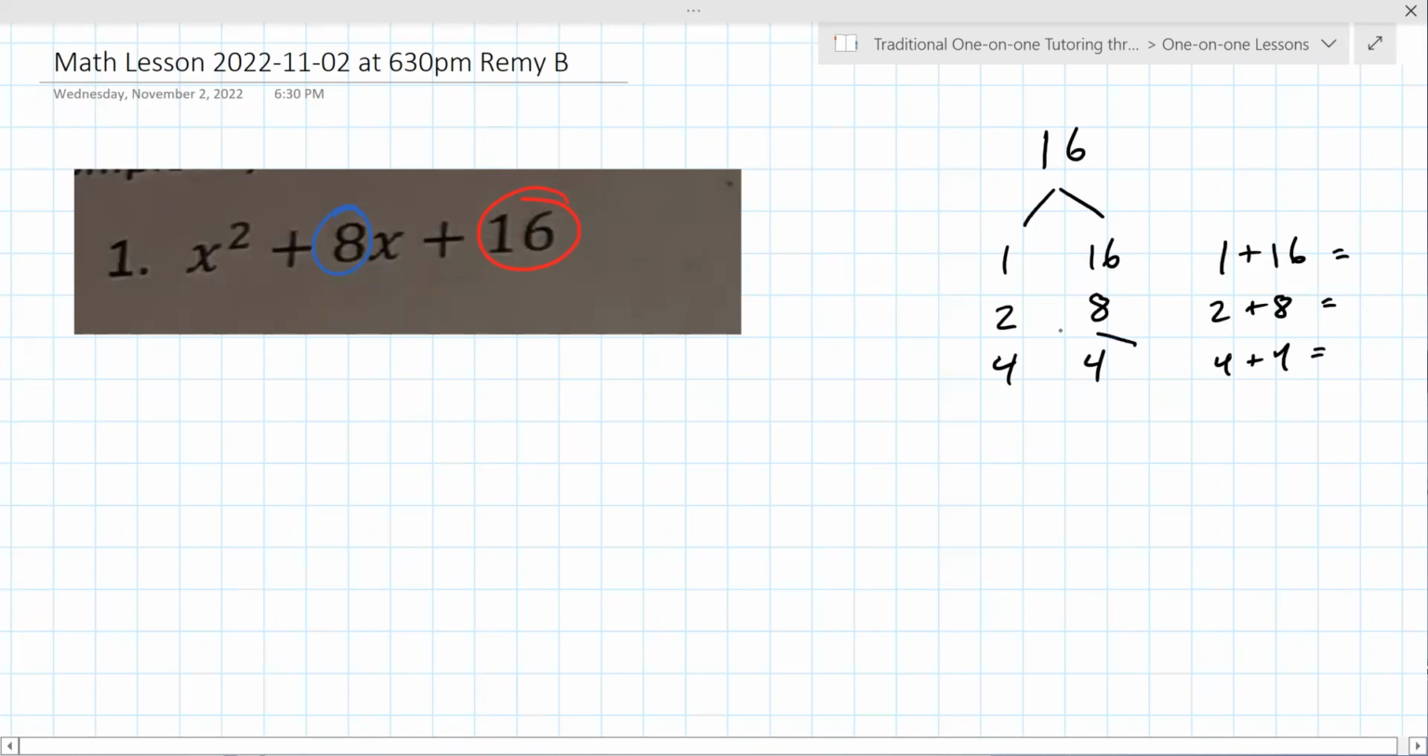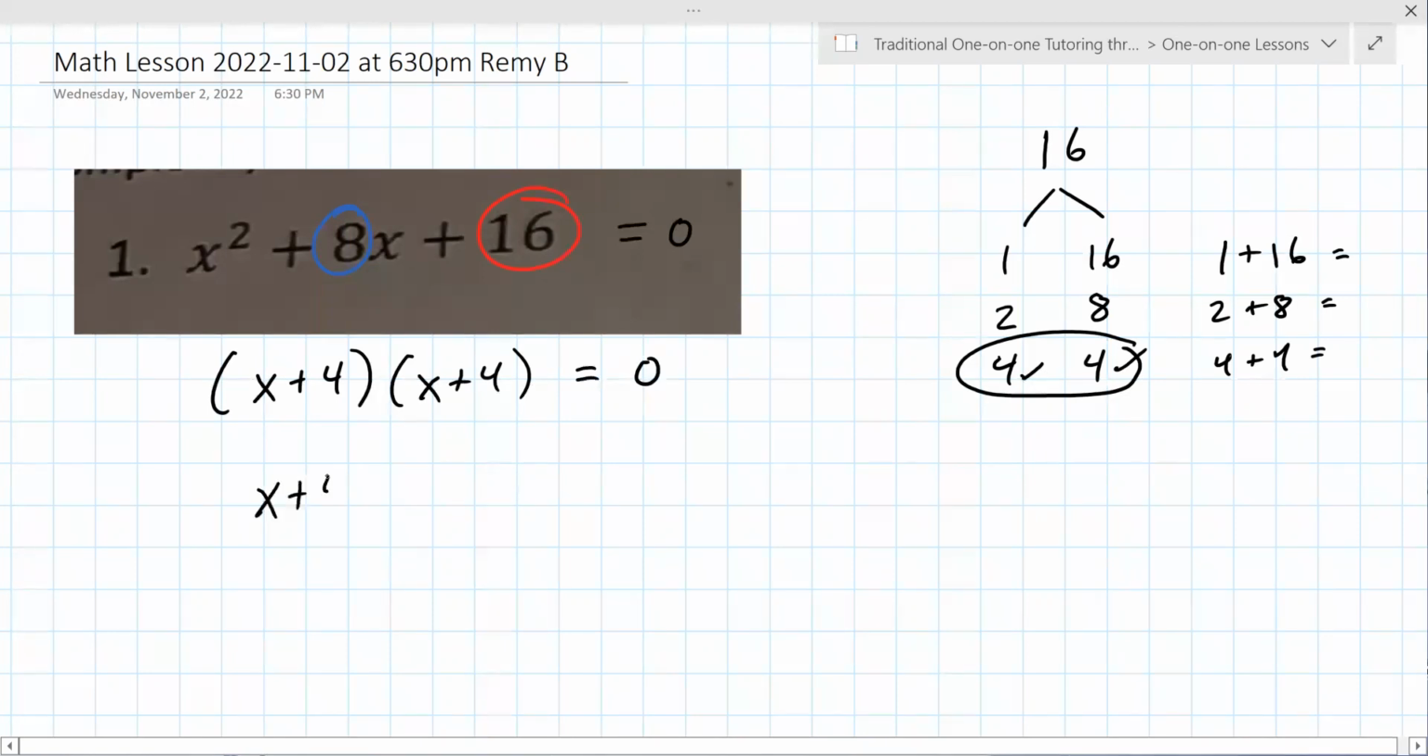Exactly. Okay. So now what you do next is you write x plus 4 in parentheses. That's the first one. And then you do x plus 4 for the second one. Whatever we find that works, we're going to put in parentheses here. Now, this one's kind of an exception. You now set both of these equal to 0. And you solve by undoing whatever's there.